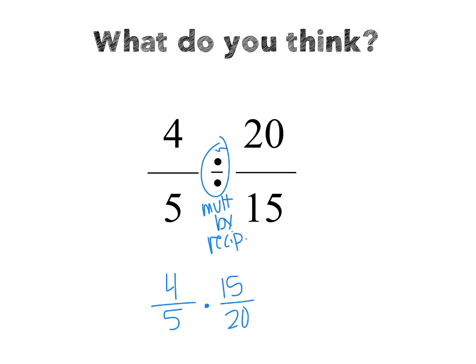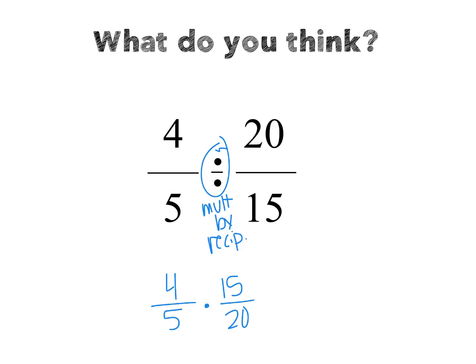So we're actually going to take 4/5 and we're going to multiply it by the reciprocal, which is 15 over 20. Now, I could multiply across and then simplify. So I can multiply and then simplify, or I can simplify and then multiply. So if I simplify first, it makes my life easier, but I have to be aware of my numbers. So if I'm going to simplify first, I'm going to look at numbers in the numerator and numbers in the denominator that can both cancel or that have something in common.